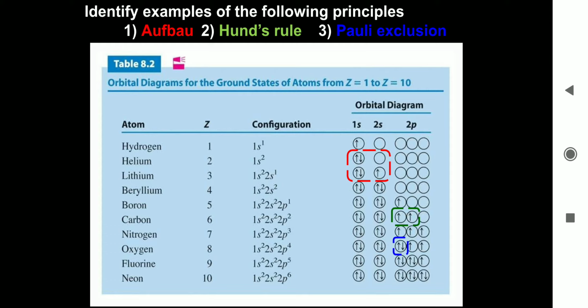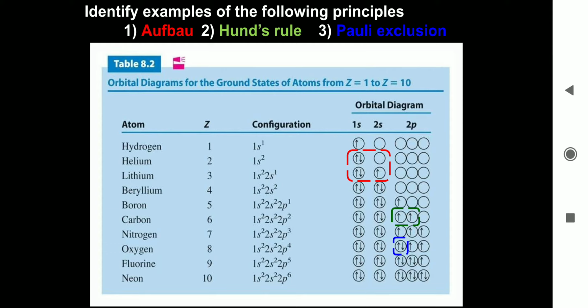Here in the given table, identify the examples of the following principles. Those are the Aufbau principle, Hund's rule and Pauli's exclusion principle. Here Aufbau principle examples are indicated in red color. Hund's rule examples are indicated in green color. Pauli's exclusion principle examples are indicated in blue color.